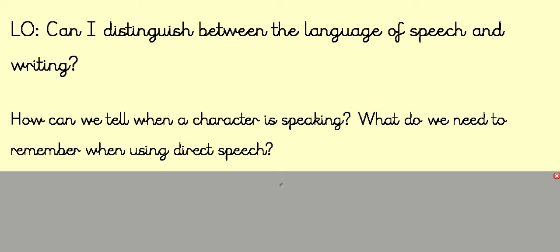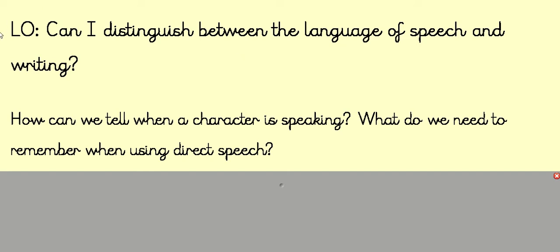Today we've looked very much so far at our descriptive adventurous vocabulary and figurative language we can use, but we haven't thought about speech. So today we're going to be distinguishing between the language of speech and writing. The first thing we need to do is think about how we can tell when a character is speaking. What do we need to remember when using direct speech? That's what we're going to think about at the start of the lesson.